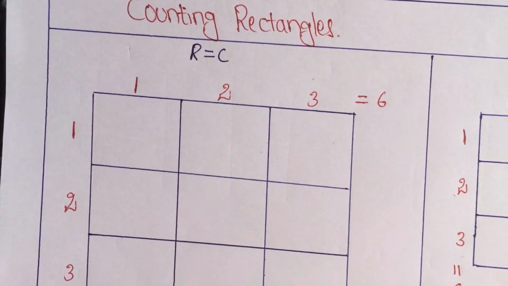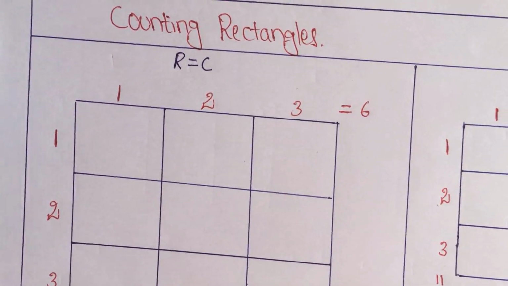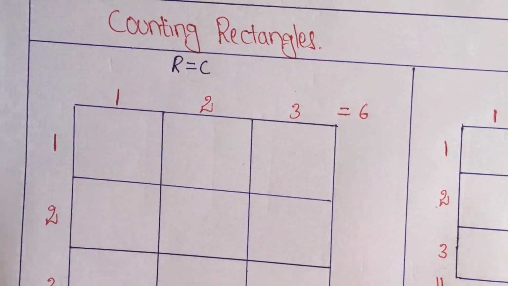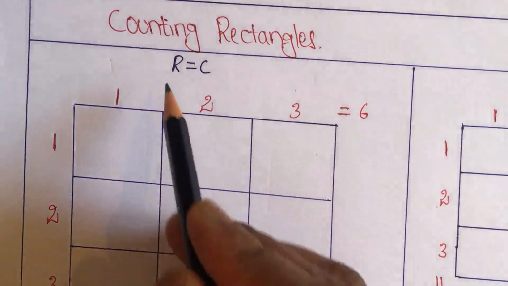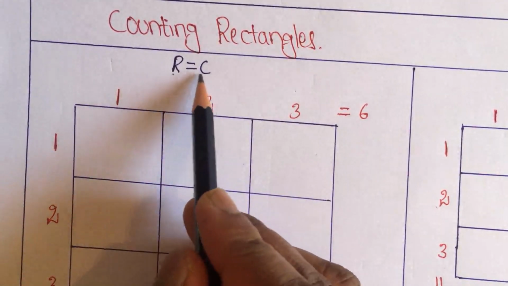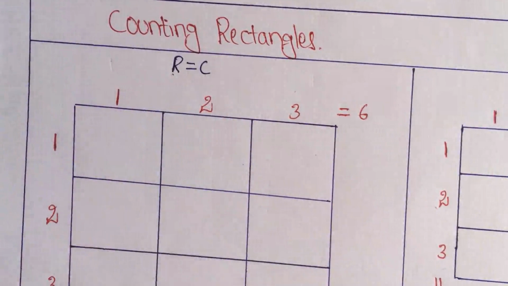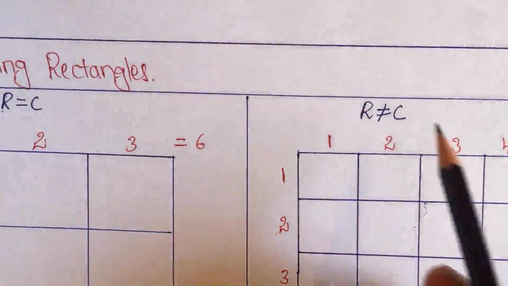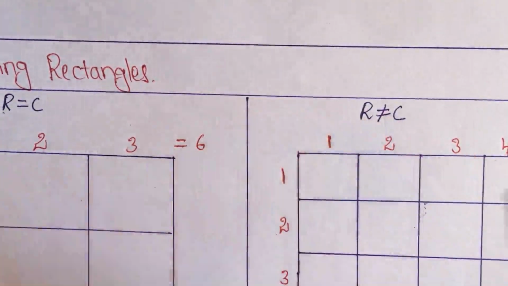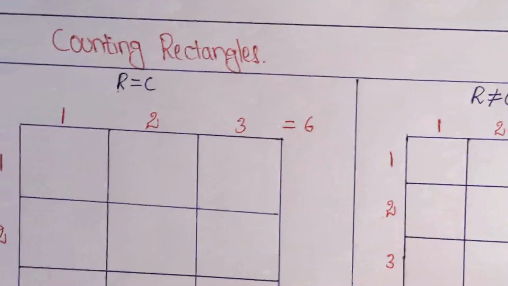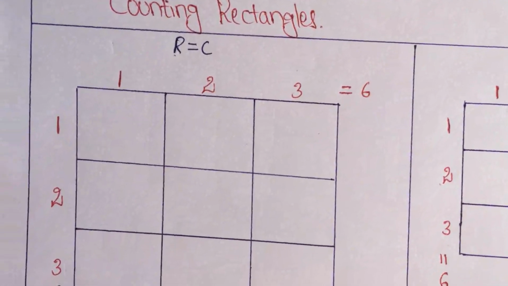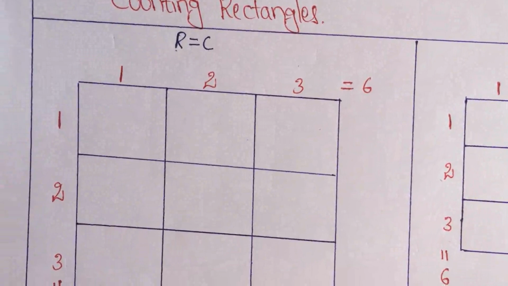So there are two techniques to count rectangles here. One technique applies when the number of rows is equal to the number of columns, and the next technique applies when the number of rows is not equal to the number of columns. Then how can we solve it? How can we find the number of rectangles in the particular figure?